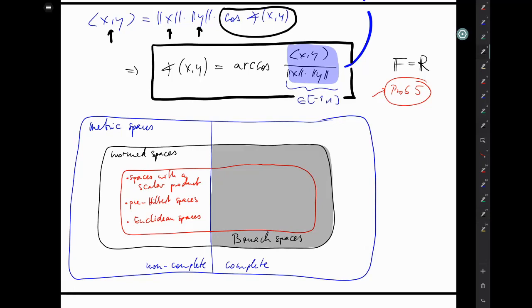And in the same style, you would give the Euclidean or pre-Hilbert spaces that are complete their own name and call them Hilbert spaces. So Hilbert spaces are complete spaces with a scalar product, or you could also say they are Banach spaces with a scalar product.